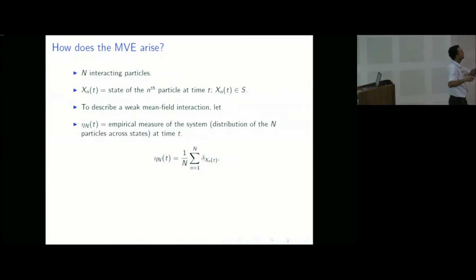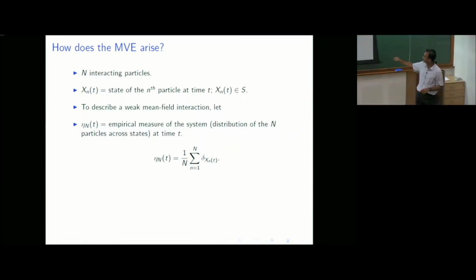So this is a unit vector with 1 at the location which is x n of t. If x n of t is equal to i, you give a mass 1 for that, and when you sum it up and divide by n, it gets a mass 1 over n. Is that clear? So you just count how many particles are in state 1, how many are in state 2, and so this eta n of t is a probability distribution. Delta x is just the Dirac delta, a 1 at a particular location.